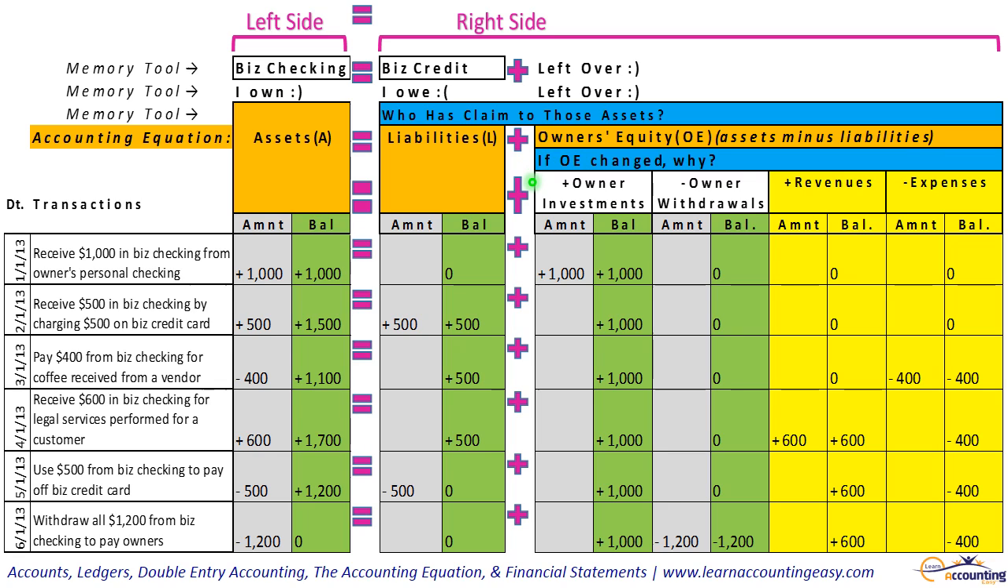So when we show them this way as opposed to the way we saw earlier, we can easily see just these items in yellow. We can see what our revenues and expenses were, and then if we subtract expenses from revenues, we can calculate net income. So for example, from the period January 1st through June 1st, we had 600 in revenue and we had 400 in expenses. So it's very easy to see with this framework, and we're going to use this going forward.